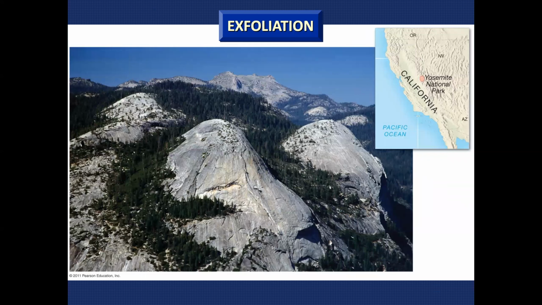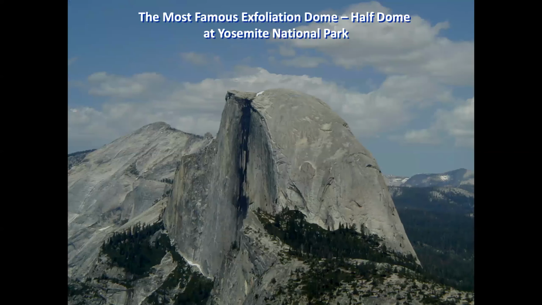These are called exfoliation domes. Here's one, here's a second, a third, a fourth, a fifth. They are everywhere along the Yosemite Valley in California. This is the most famous one of them all. It's called Half Dome. And here you can see the peels, and notice how smooth. This is one really, really big chunk of granite.